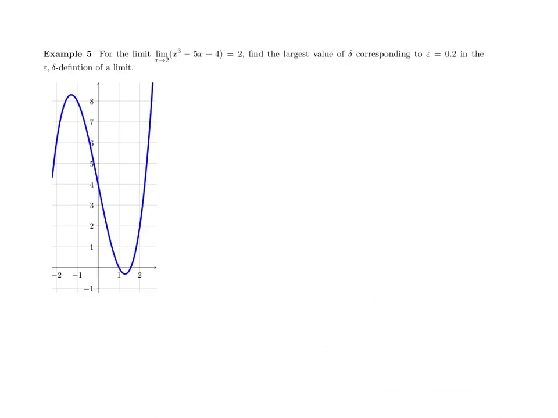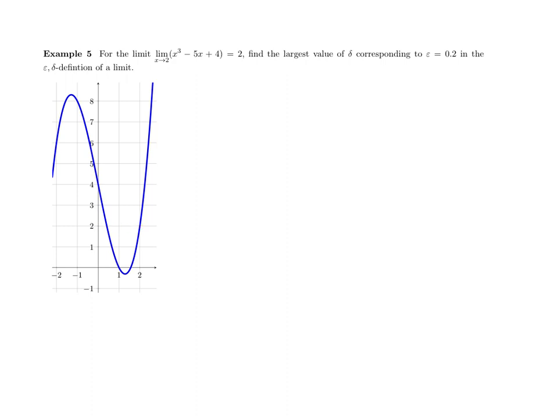In example 5, we're given this limit, and the limit's equal to 2. The goal is to find the largest value of delta that corresponds to epsilon equaling 0.2 in the epsilon-delta definition, which is the precise definition of the limit. Down here, I included a graph of x cubed minus 5x plus 4. And if you approach 2, the corresponding y value, the limit, is also 2.